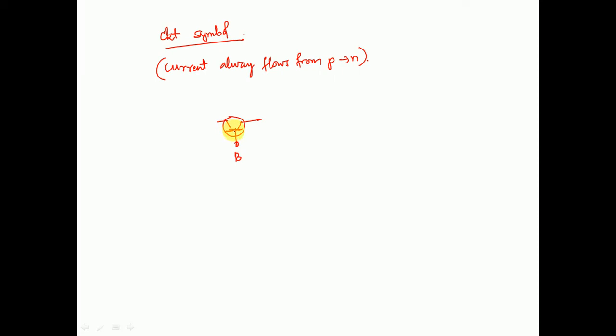Suppose we consider NPN, and here we will draw the PNP. Let's write down the common skeleton first, like this. Let me write BCE.